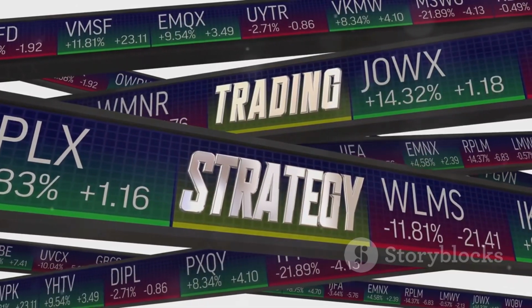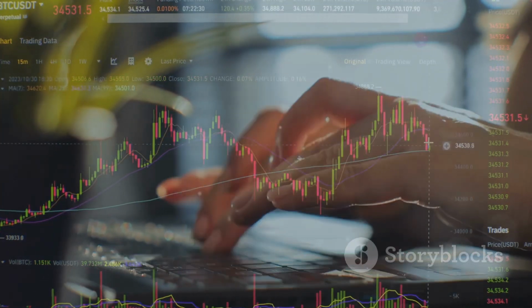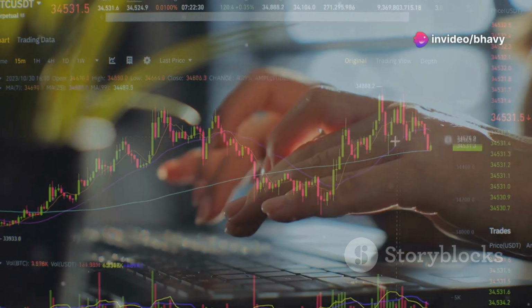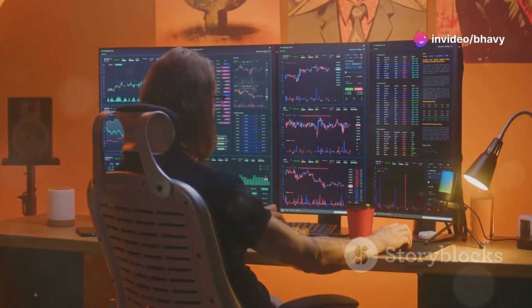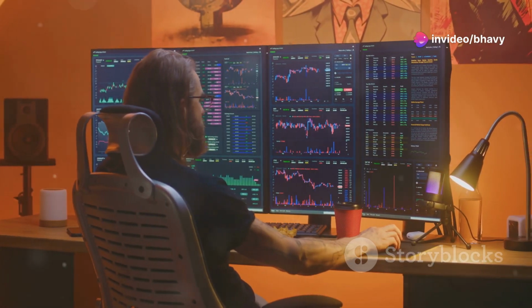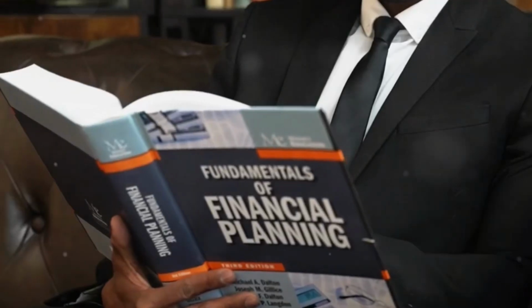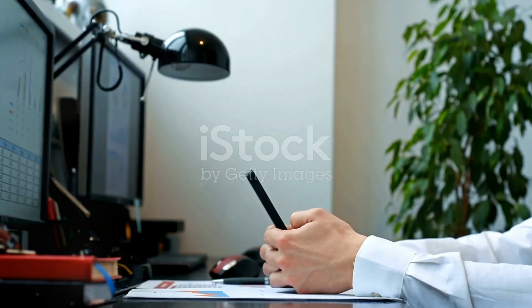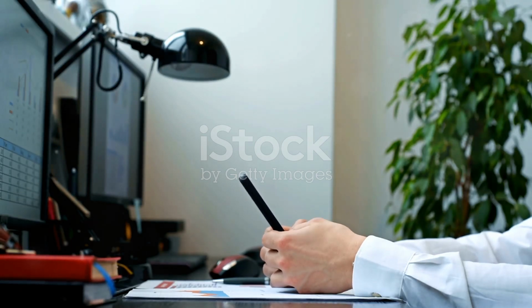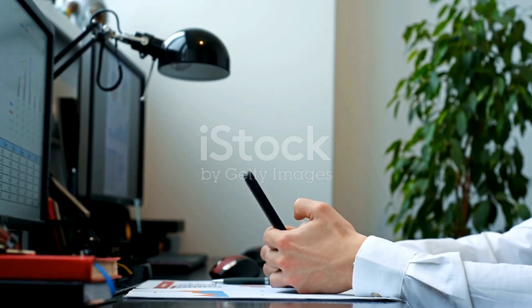Always prioritize risk management and never risk more capital than you can afford to lose. Trading involves inherent risks, and past performance is not indicative of future results. By combining knowledge, discipline, and a commitment to continuous learning, you can increase your chances of success in the exciting and challenging world of trading.